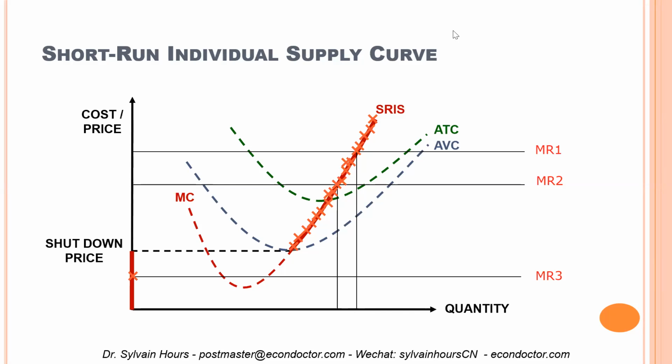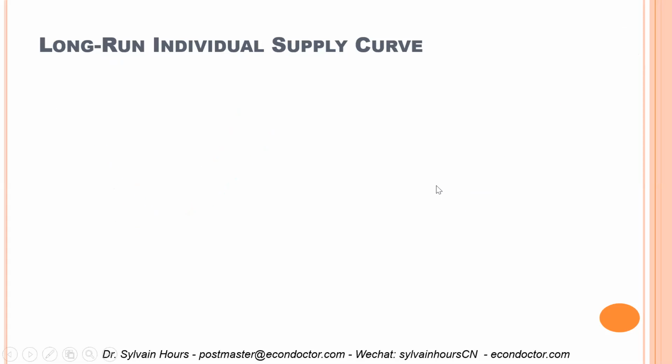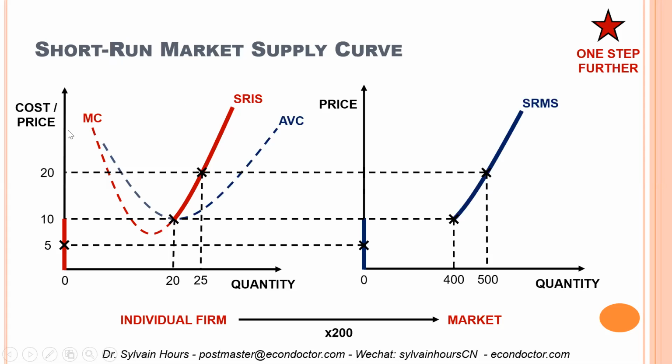You could even represent the market supply curve. It's a bit more advanced, but you could do something like that to explain how you can build it. You could represent the short-run individual supply curve of one individual firm, which is right there. You can give some figures. And then you could say that in this market, there are 200 firms. So you just have to multiply this supply curve by 200 and you would get the market supply curve.